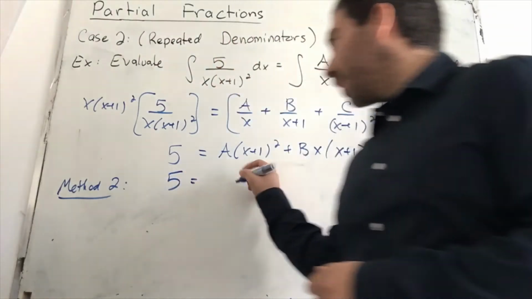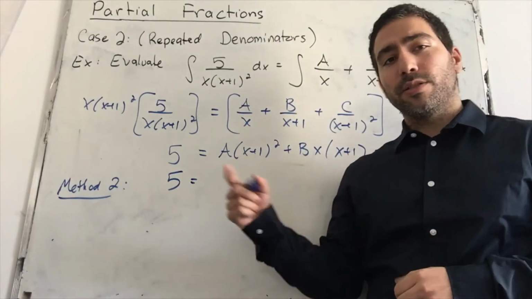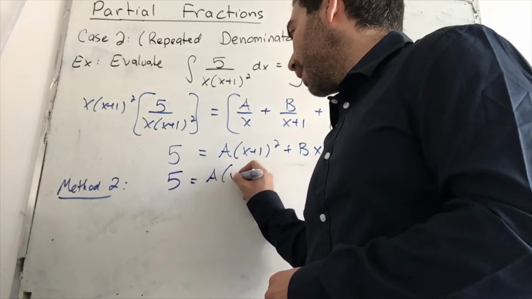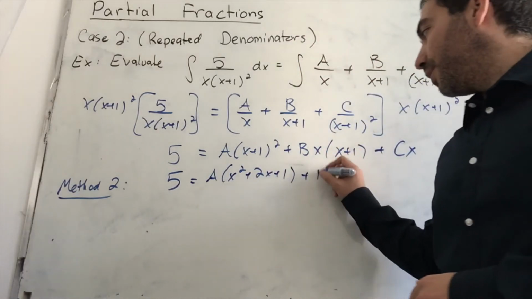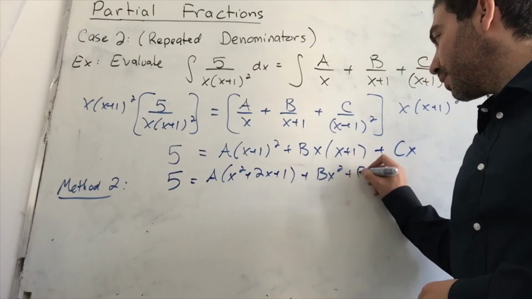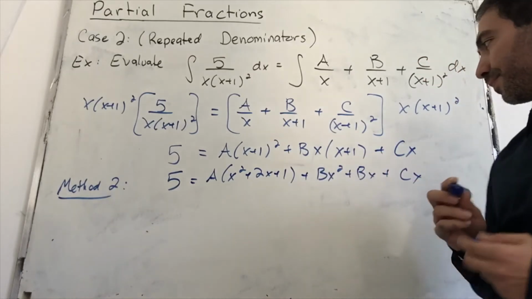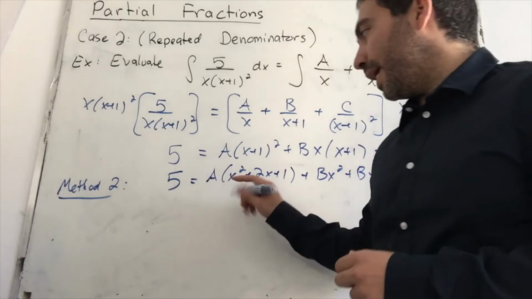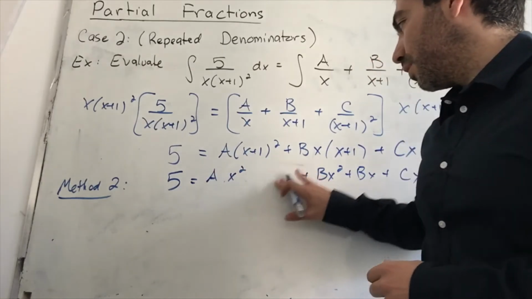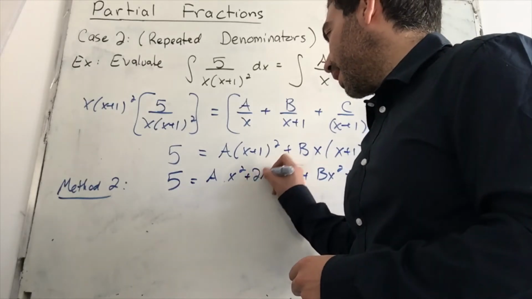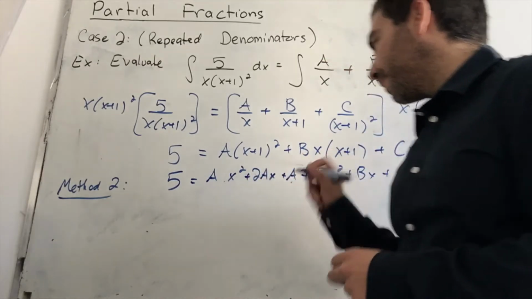So at this stage, I'm going to expand the x plus 1 squared, so that's going to give us a times x squared plus 2x plus 1. The bx I'm going to distribute, giving me bx squared plus bx plus cx. And the a I'm just going to distribute in, so it's ax squared plus 2ax plus a. Okay.